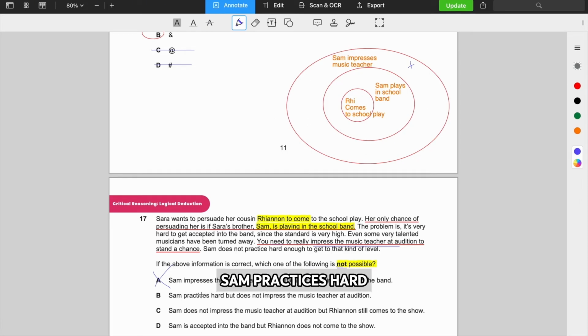B, Sam practices hard but does not impress the music teacher at audition. Very, very likely, because what if he just practices hard in the last few days? What if he practices really hard but not sufficiently to impress the music teacher? What if he just doesn't have the talent to impress the music teacher, right? There's so many things that are stopping him from impressing the music teacher. Practicing hard is not enough to guarantee that he will impress the teacher.